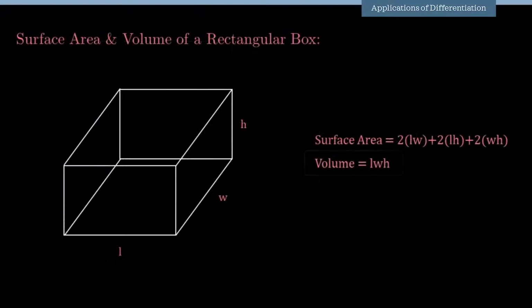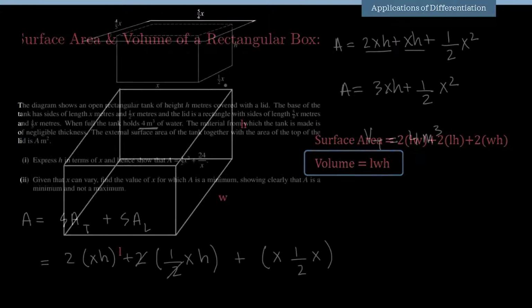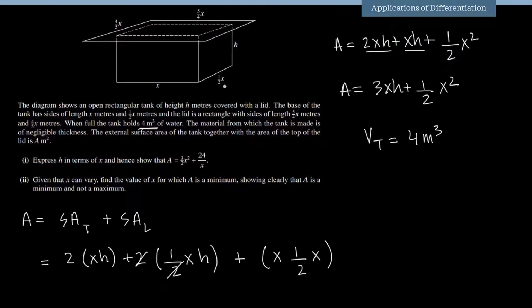The formula for volume of a rectangular box is length times width times height. So the volume of this rectangular tank is going to be x times half x times h. And we know this is equal to 4 meters cube. x times half x times h is half x square h, which is equal to 4.